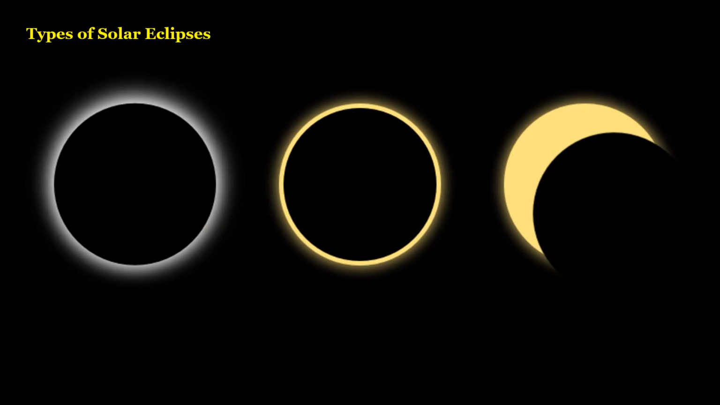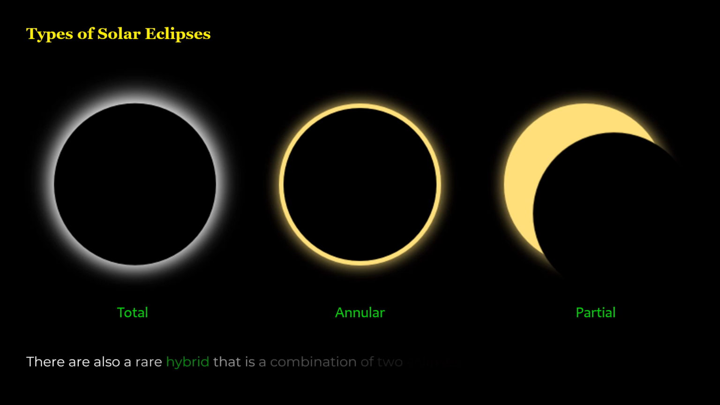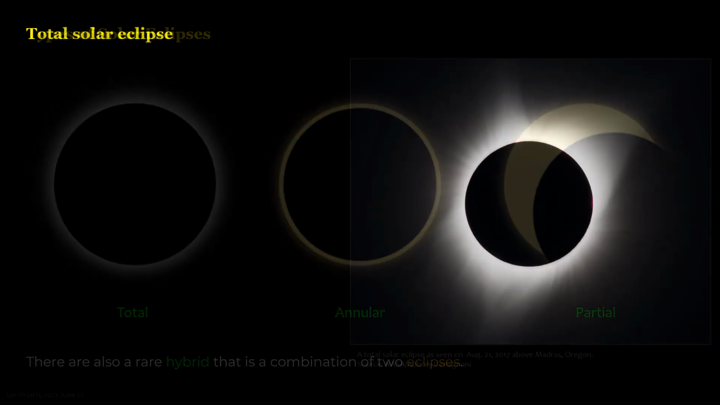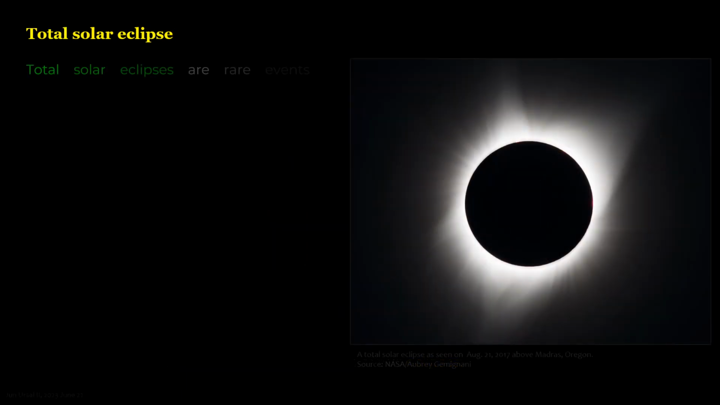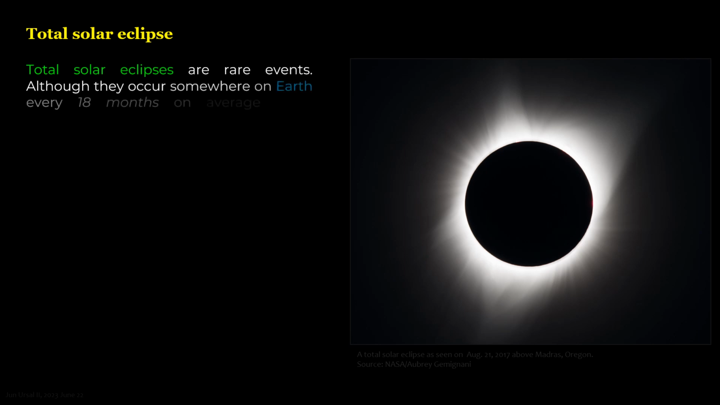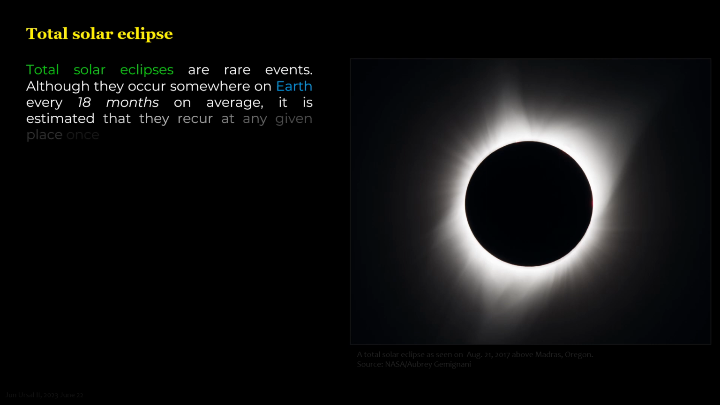Types of solar eclipses: total, annular, partial. There is also a rare hybrid that is a combination of 2 eclipses. Total solar eclipses are rare events. Although they occur somewhere on Earth every 18 months on average, it is estimated that they recur at any given place once every 360 to 410 years.